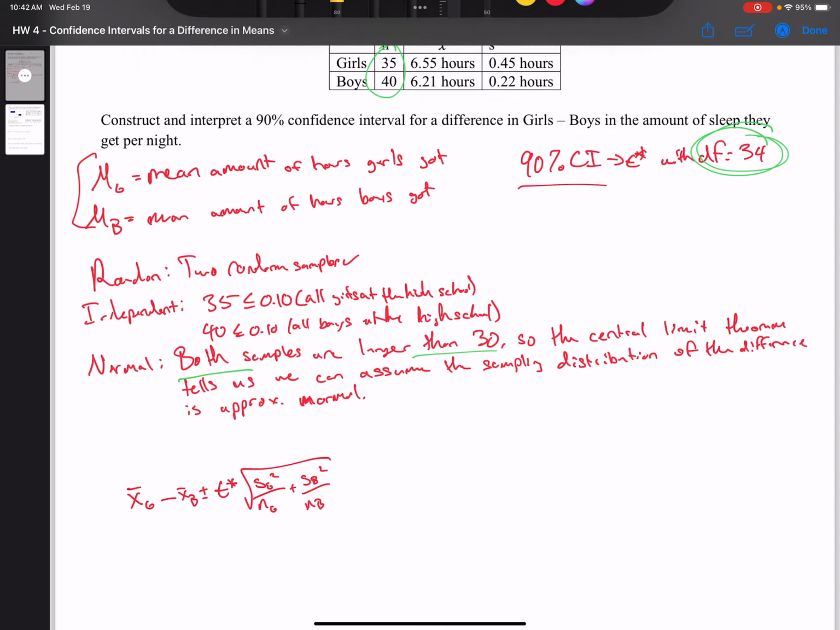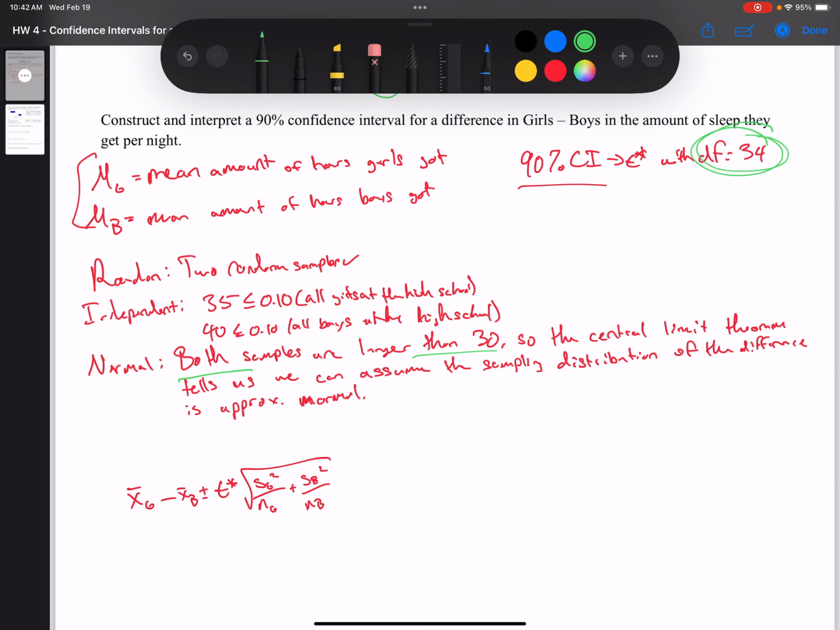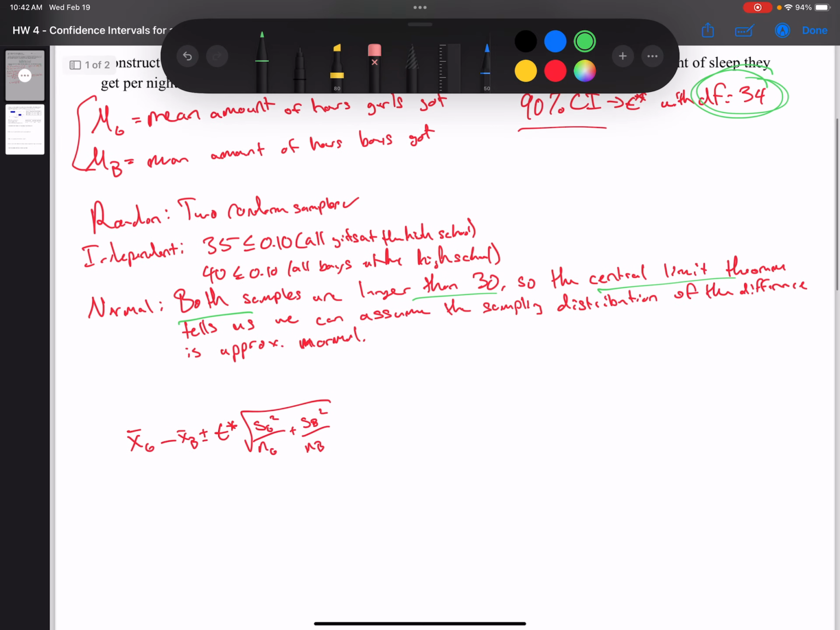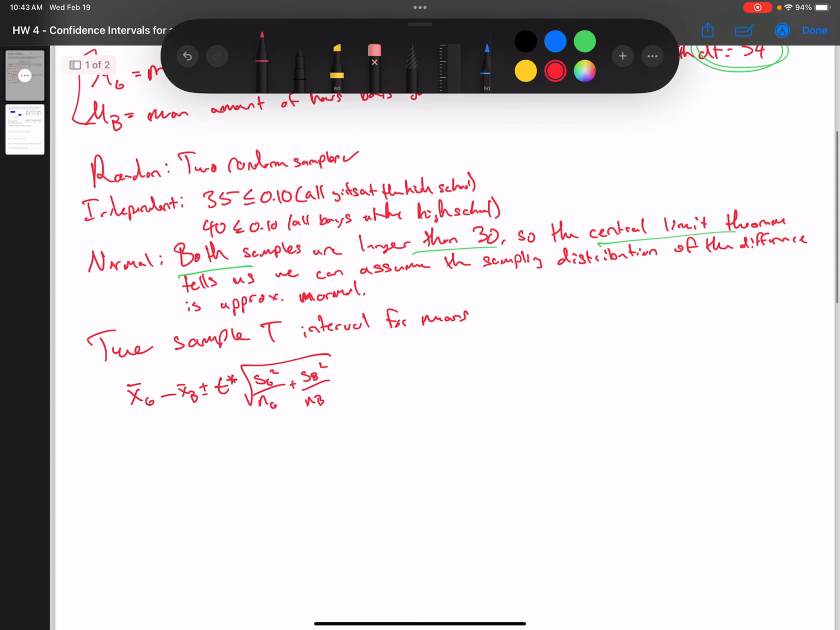You have to write that. So on the AP test, you can't just say the n's are larger than 30 and then move on. You have to talk about why you're able to move on. That's saying it's because the central limit theorem tells us we can make this assumption. So it turns out that we are doing a 2 sample T interval for means.